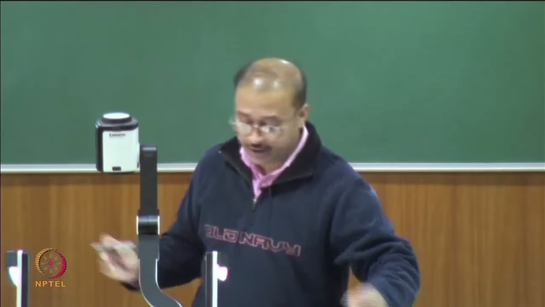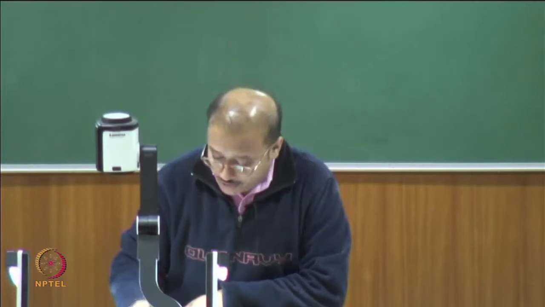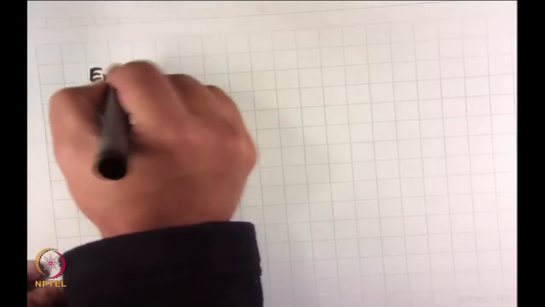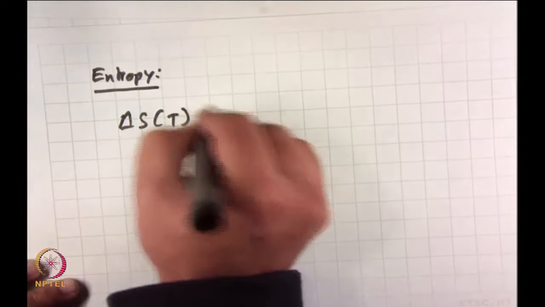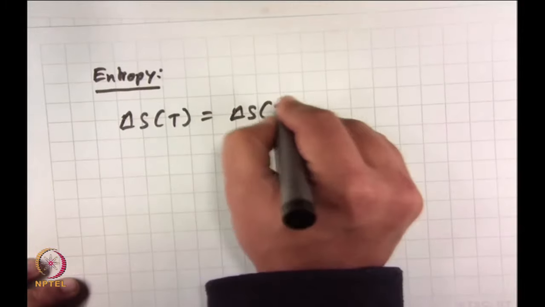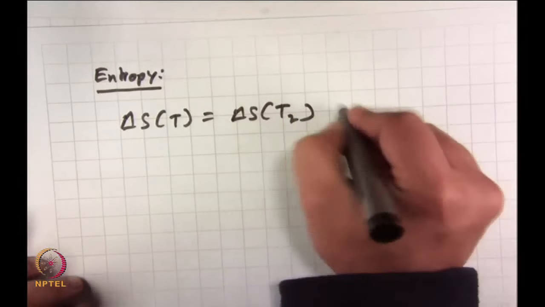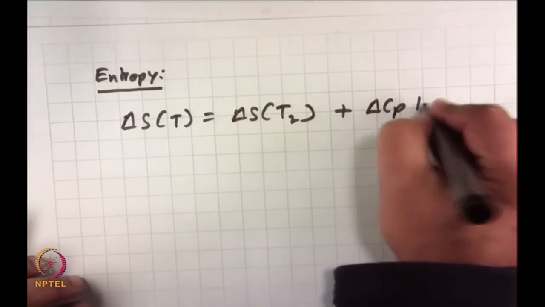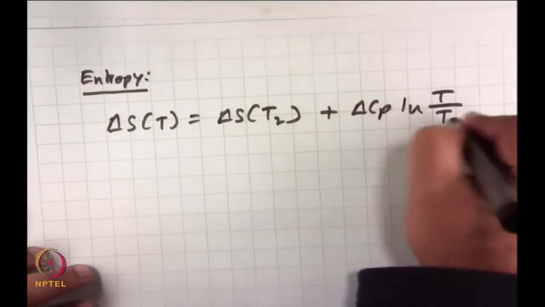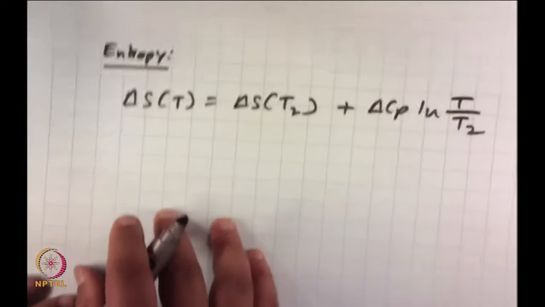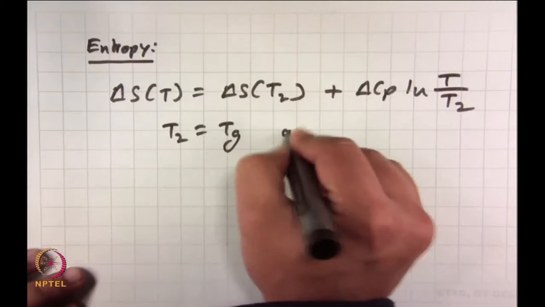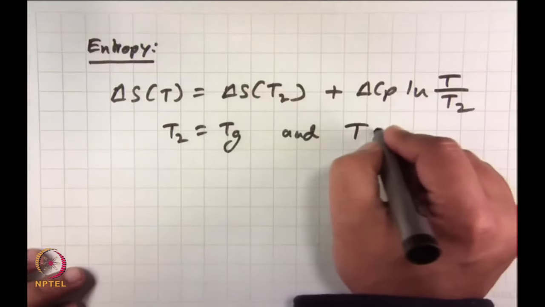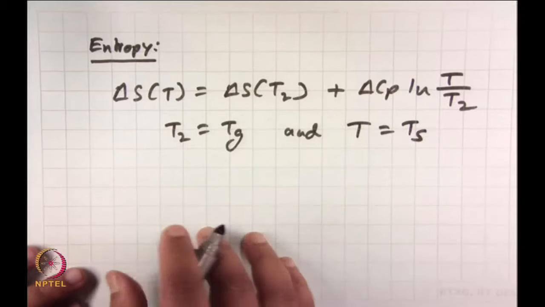Okay. Now, correspondingly what we will also do is, we will do the same for entropy now. So, let us look at entropy now. So, again delta S of T was equal to delta S, here I think we had written T2, then plus delta Cp natural log T over T2. And since we have said that the reference temperature T2 is equal to what? Tg, and we also say that T is equal to what? Ts, because delta S of Ts is equal to 0.